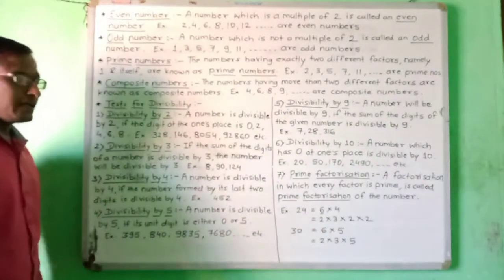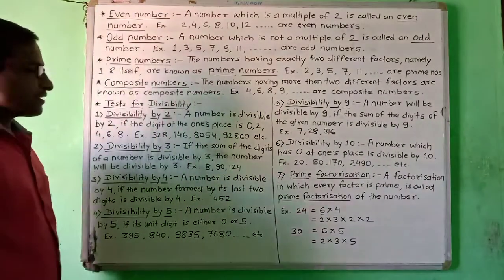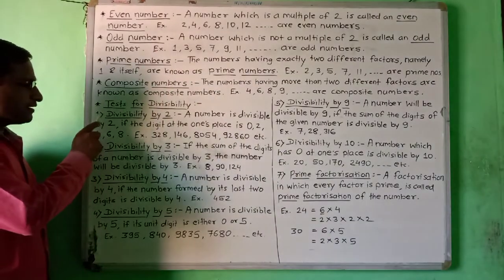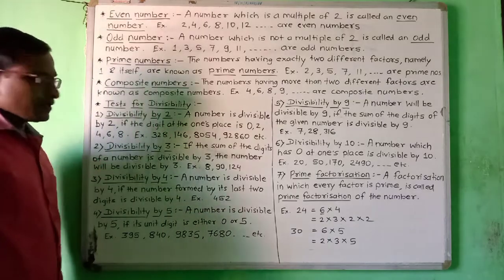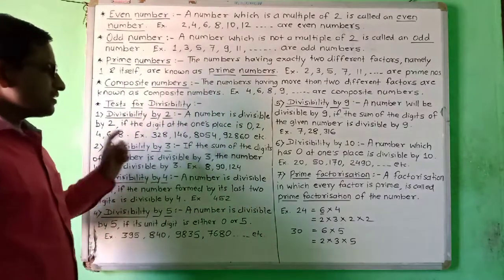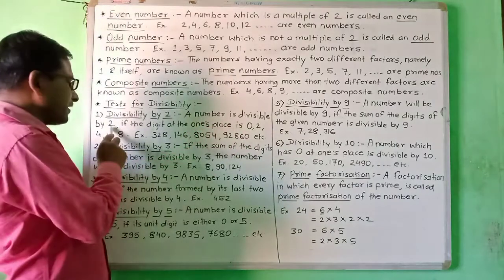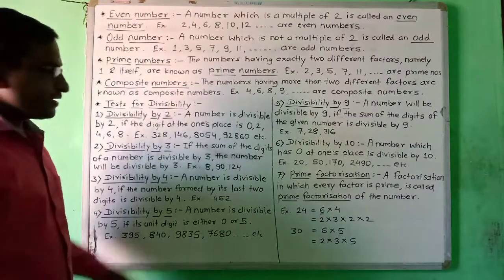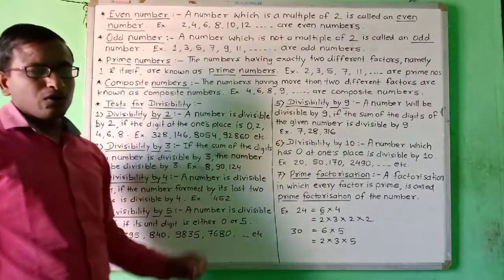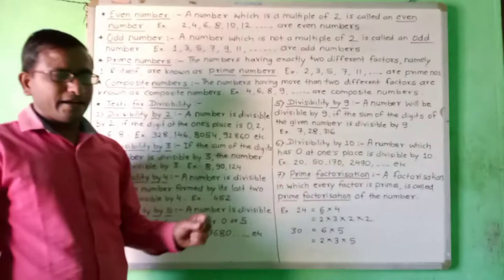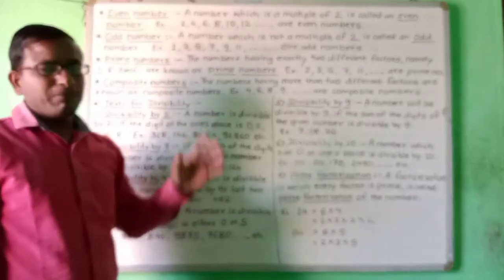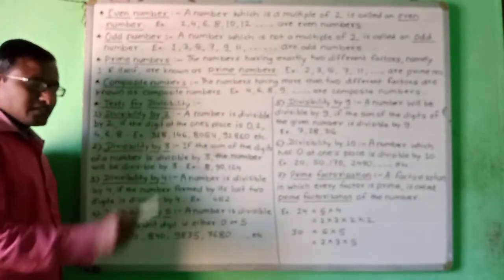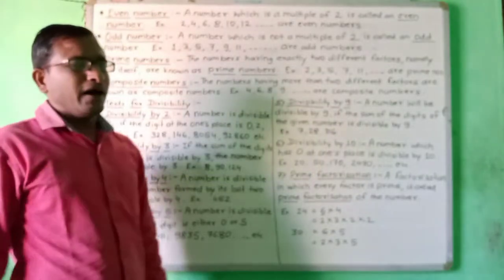Next we see the test for divisibility. First, the test for divisibility by 2. A number is divisible by 2 if the digit at the one's place is 0, 2, 4, 6 or 8. If these digits are present in the unit place, or one's place, the number is always divisible by 2.